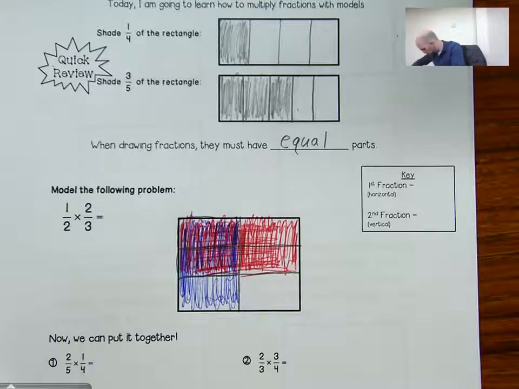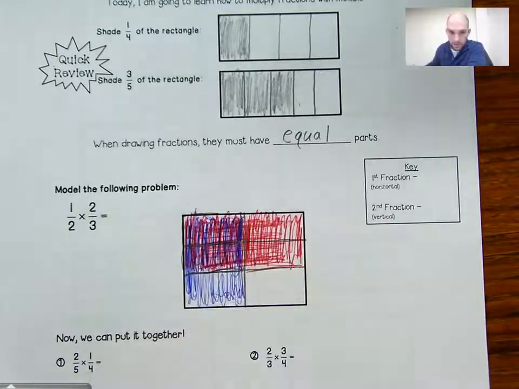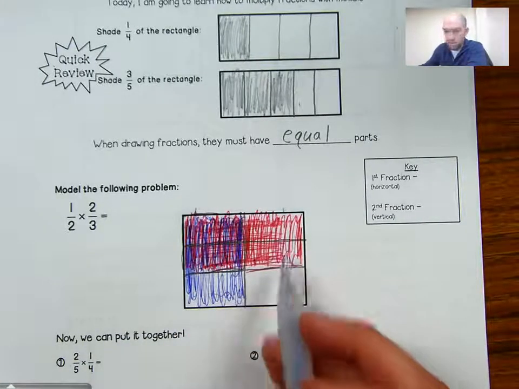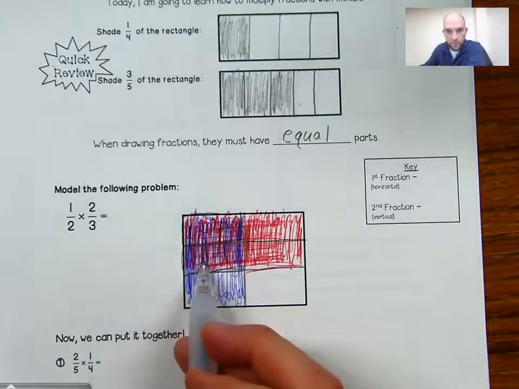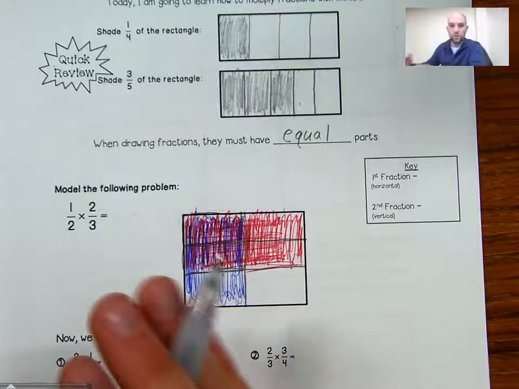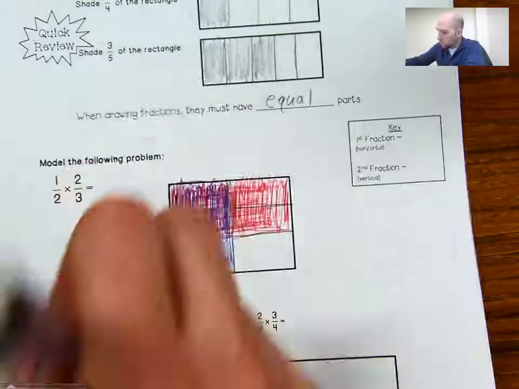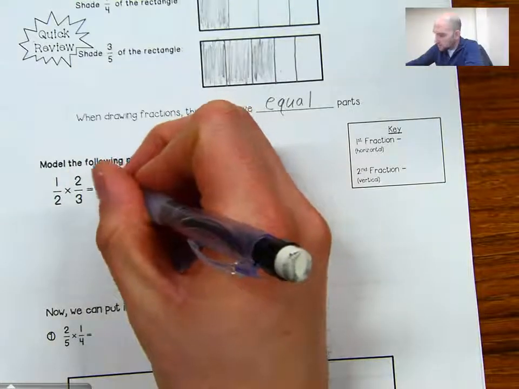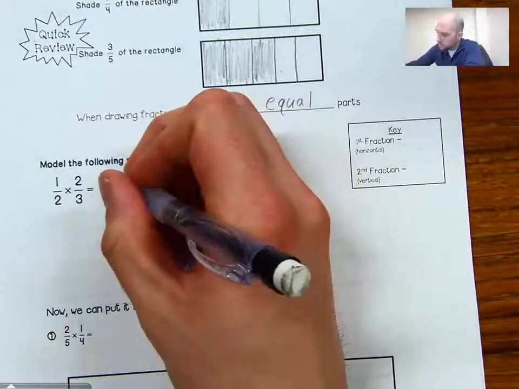I was going to see if I had a black pen or something here to shade that in, but the pencil will have to do for now. But you can see there's 1, 2, 3, 4, 5, 6 parts all together, and 2 of them are shaded with both blue and red. That's where those 2 colors kind of meet in the middle. So our bottom number will be 6, and our top number will be 2.